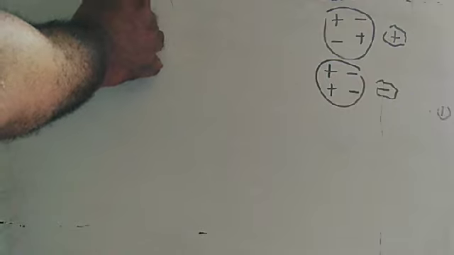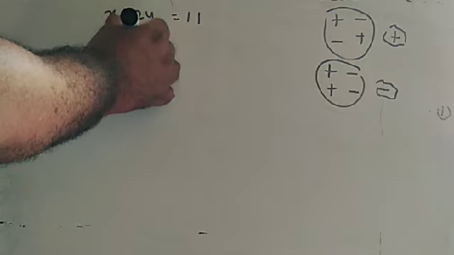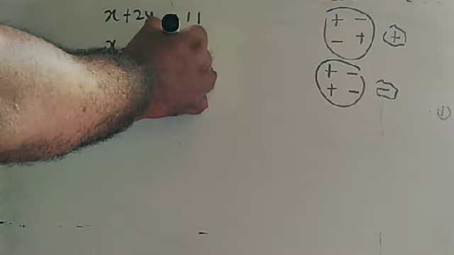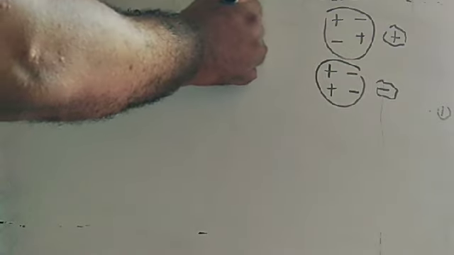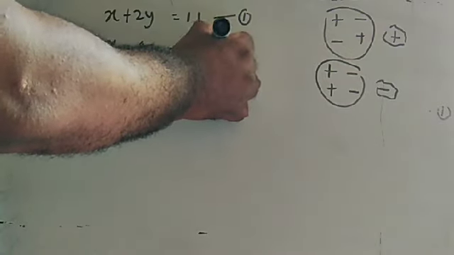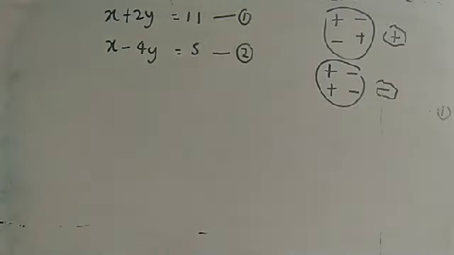x plus 2y is equal to 11. x minus 4y is equal to 5. Simplify. Here there are two unknown terms, therefore two linear equations. Therefore these are simultaneous equations. Right?